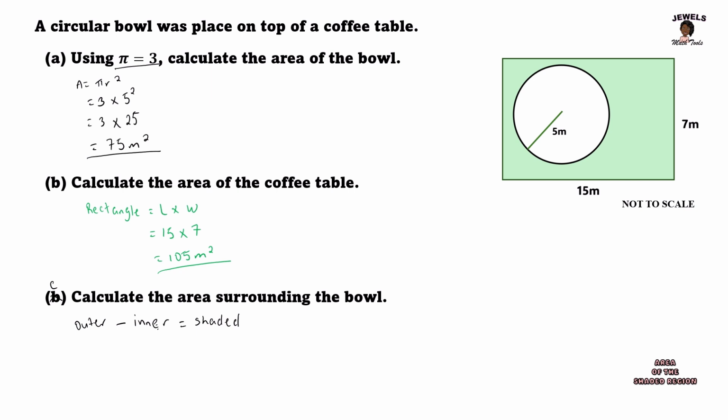So my outer shape is equal to 105, and I'm going to work that out right here. So we have 105 meters squared, and then my inner shape, which is my circle, is equal to 75 meters squared. We have 5 subtract 5 is equal to 0. We're going to borrow from our 1, changing our 0 into 10, and 10 subtract 7 is equal to 3. So the area of my shaded region will equal 30 meters squared.